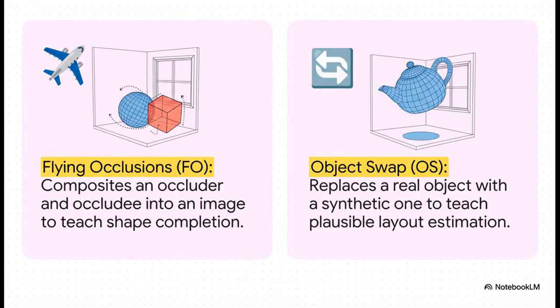And they used two really smart tricks to make this mid-training data. First, something they call flying occlusions, which is basically digital chaos. They just throw pairs of objects into images to teach the model how to handle things being blocked from view. And second, object swap, where they find an object in a real photo, cut it out, and drop in a synthetic 3D model of a similar thing. This teaches the model all about context and realistic placement.